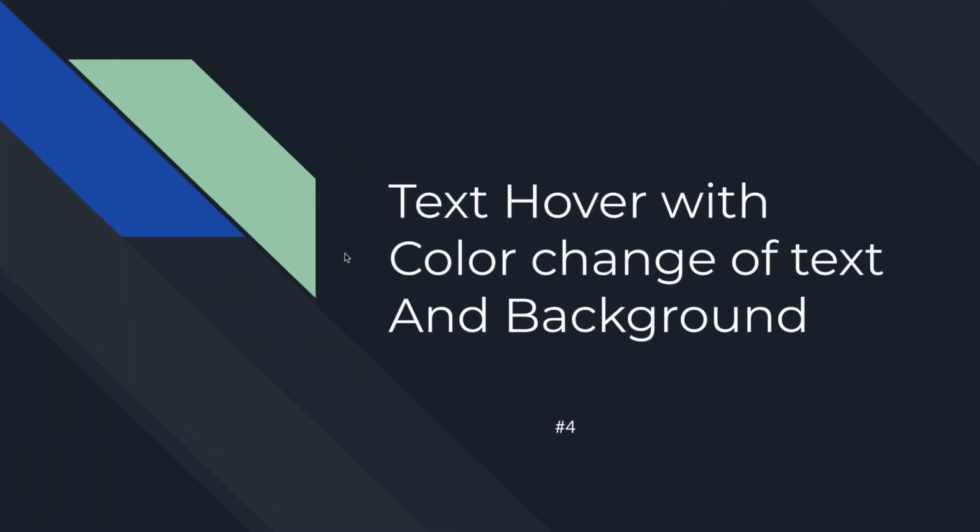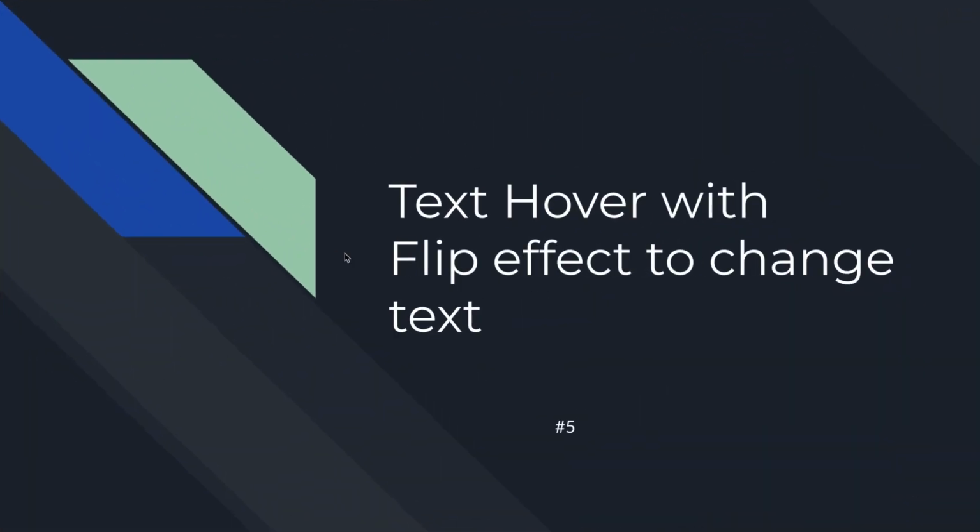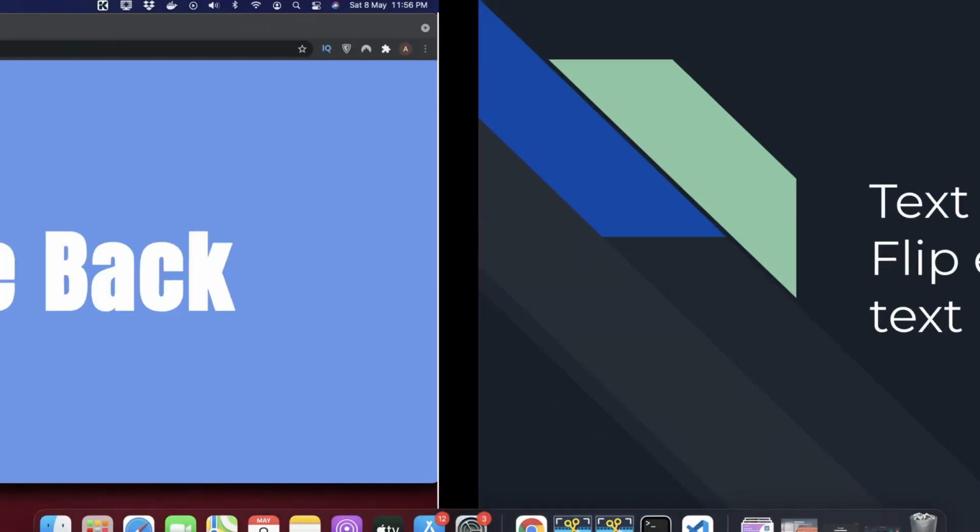So let's see what we have next. The last thing is text hover with a flip effect to change the text. Whenever you hover your mouse over the text, we will flip the text with another text with an animation effect. So let's try that.